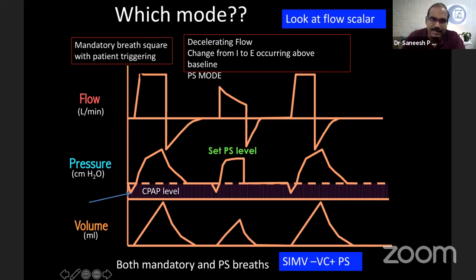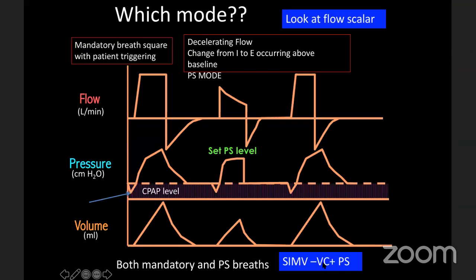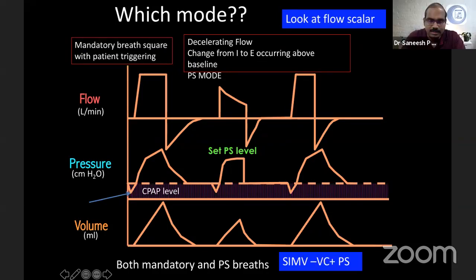If it is a decelerating pattern, it would have been a pressure control mode. Okay. Right now it's a square wave kind of thing and it's volume control. And the spontaneous breaths, are we offering help? That is what is mentioned as pressure support. Clear? Okay. Only in pressure support, this changeover from inspiration to exhalation occurs above the baseline, depending on how much ETS you are setting. So now we are clear about ETS, expiratory trigger sensitivity in pressure support.